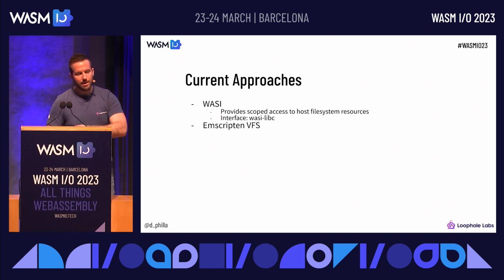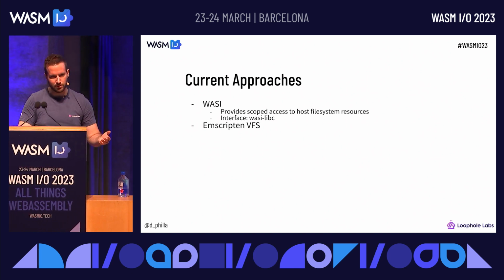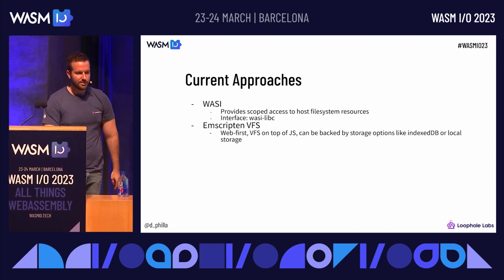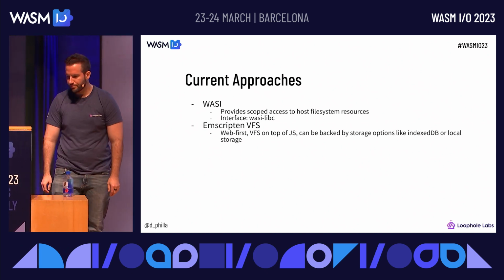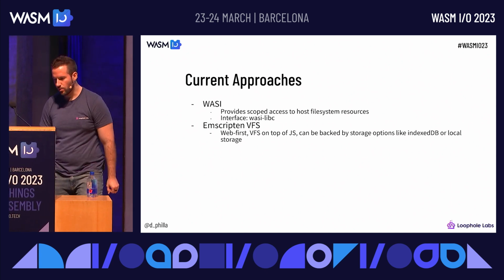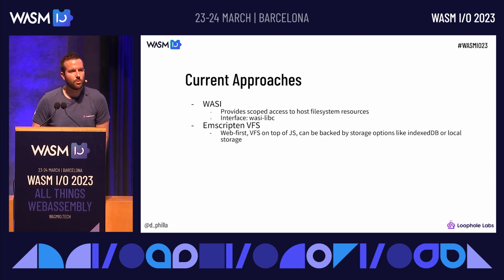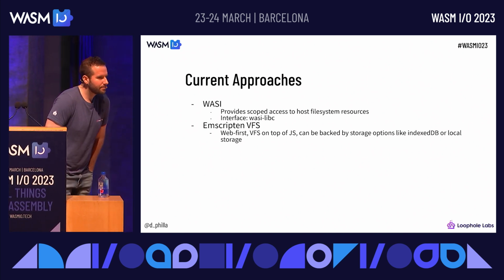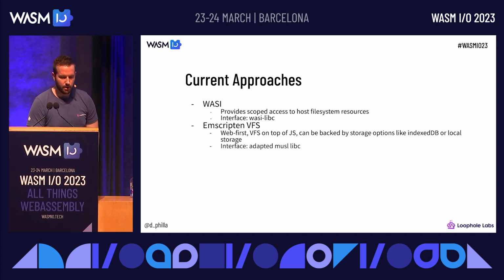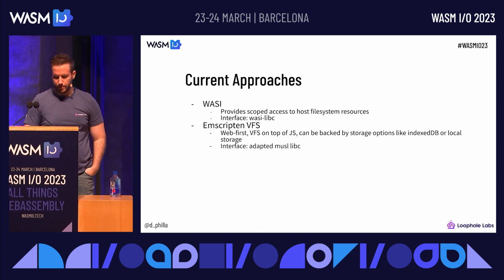There's also, if you go back even further, some of the people here might remember the Emscripten VFS, which is still well documented and alive and well. It's a web-first VFS on top of JS primitives. This can be backed by storage options in browsers like IndexedDB or local storage. And this actually has pretty great support for C and C++, right? The interface here is also, from my research on it, an adapted musl libc.